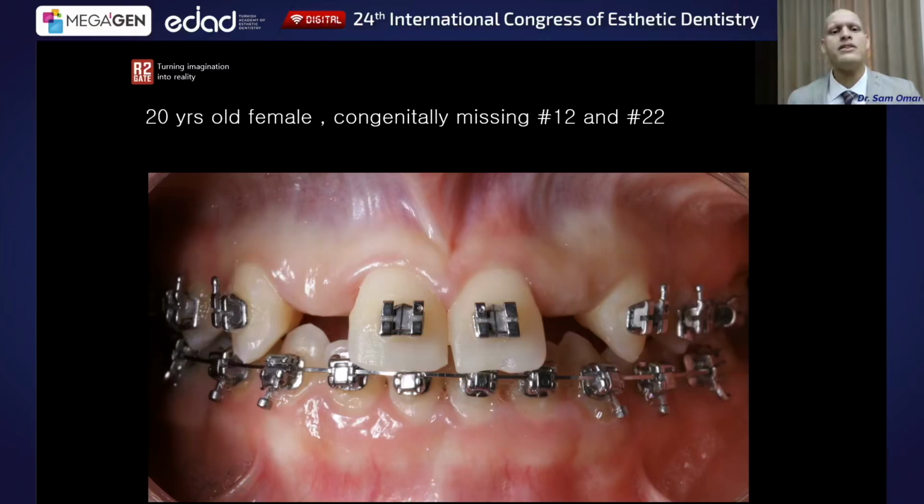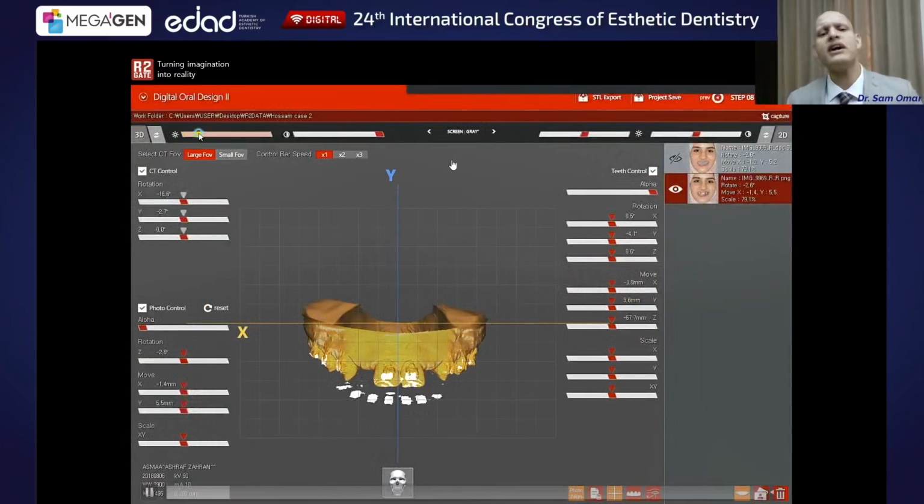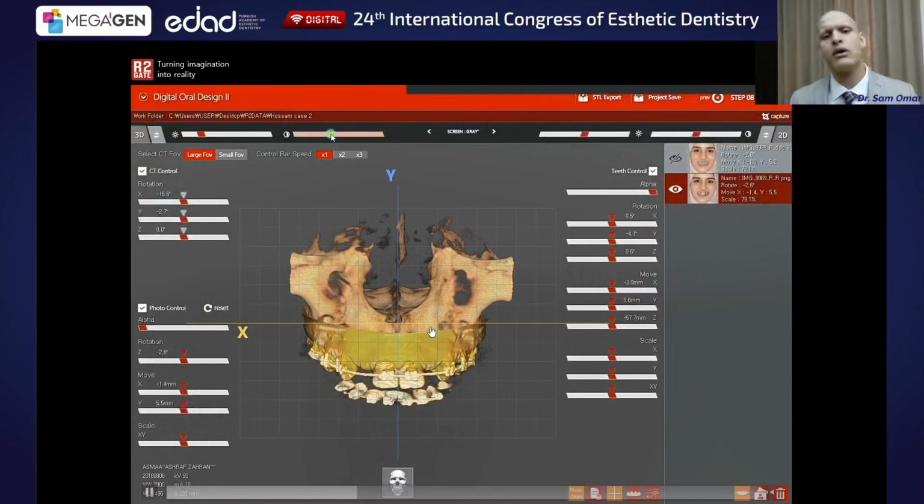So this is a patient that was missing also 2 lateral incisors, congenitally missing. I wanted to place implants. I wanted to hopefully restore those in the same day. So what we've done for this patient was we've gathered all the information, CBCT, a model, and the picture of the patient.